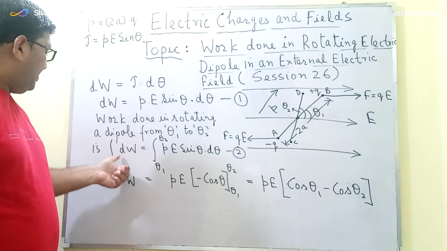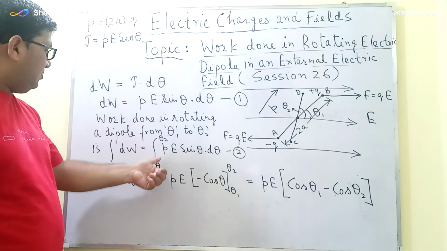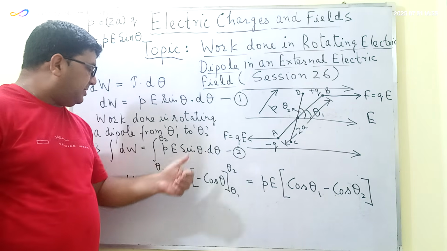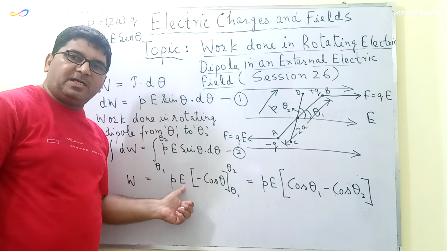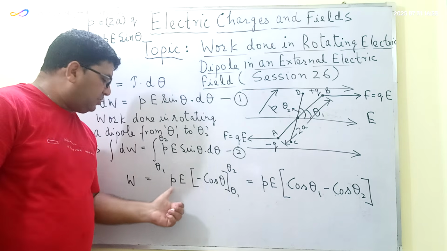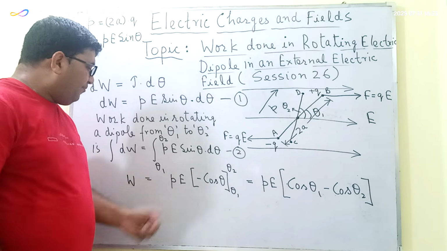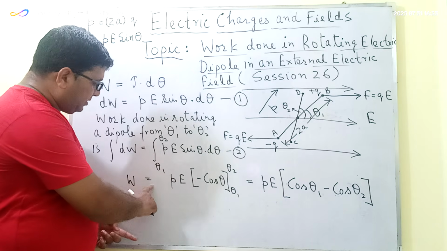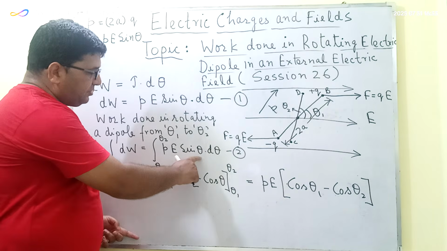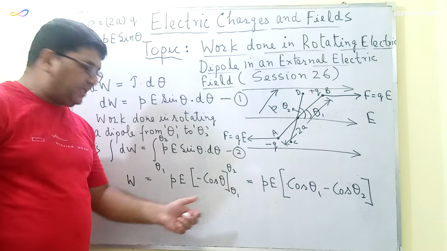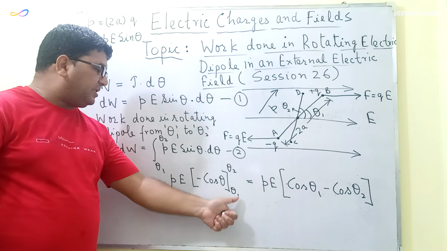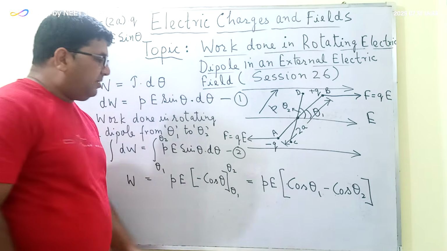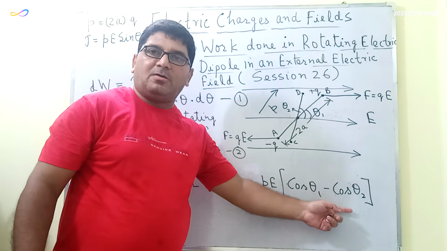So the integration of dW is equal to the integration within the limits of theta 1 and theta 2 of PE sine theta d theta. Now P is the dipole moment and E is the intensity of the electric field. Both these values are constant. So finally I will be getting the total work done equal to PE, and the integration of sine theta will be equal to minus cos theta, and the limits are from theta 1 to theta 2. So finally the total work done is equal to PE in bracket cos theta 1 minus cos theta 2.